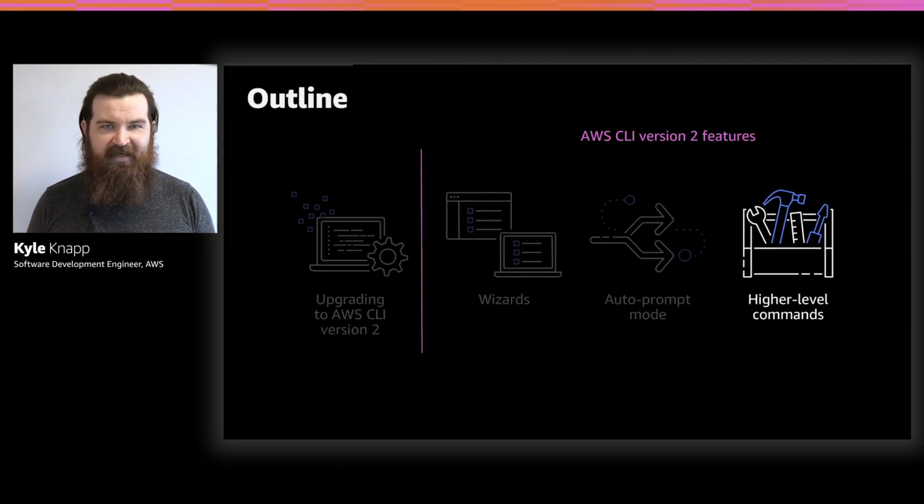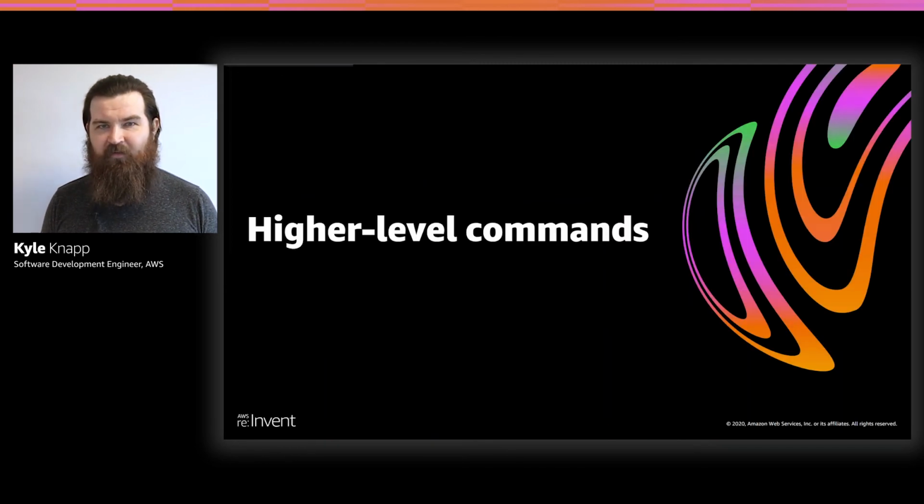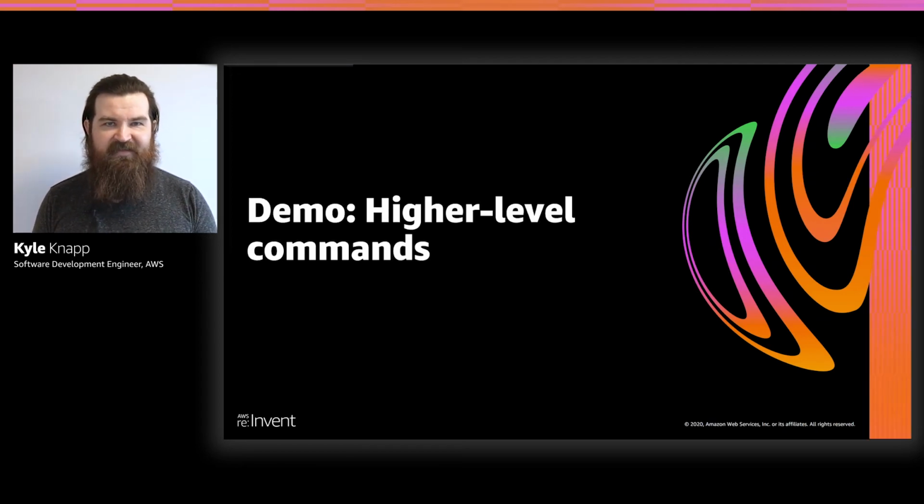So now going back to the outline, let's cover the final part around higher level commands. Unlike the typical CLI commands that mirror one-to-one with the service APIs, higher level commands consolidate complex workflows into customized, easy-to-use command interfaces. And with the AWS CLI V2, we've added more higher level commands. So let's go demo a couple of them.